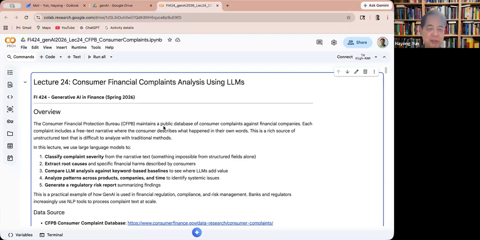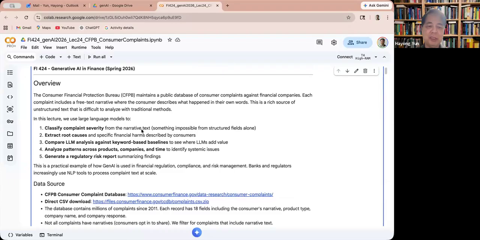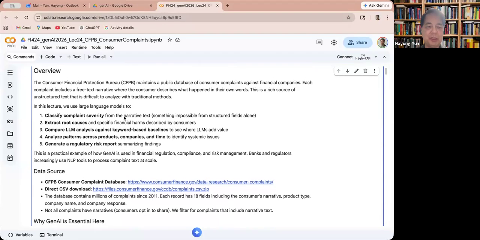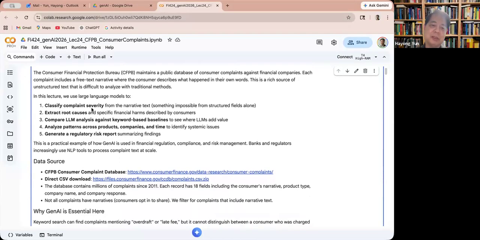So here you go, CFPB. They maintain a public database of consumer complaints against financial companies, and we can basically do text analysis of them to figure out various aspects of that company complaint, the severity of it. So you have to read it and understand how severe that complaint is and the root causes.